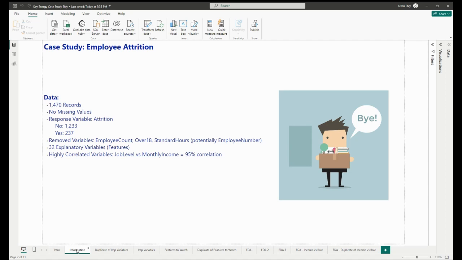I'm a big fan of variable or feature reduction. I do use those terms interchangeably. Employee count, every single field was populated with a number one. Over 18, everything was a yes. Standard hours, everything was an 80. Potentially, we would remove the employee number field or feature, mainly because it looks like it's just a foreign key. It doesn't really have any significance on determining employee attrition. So that left us with 32 explanatory variables.